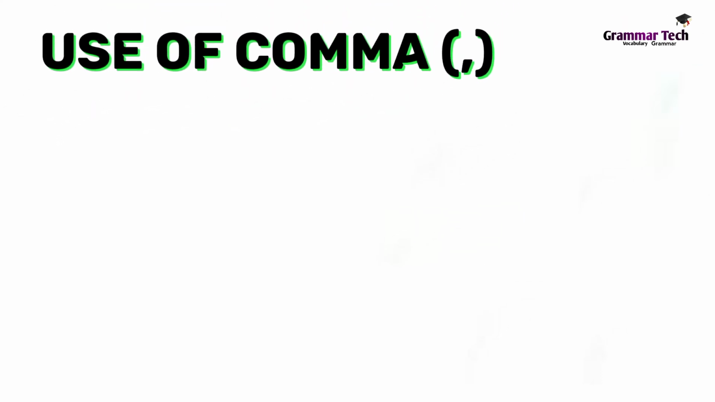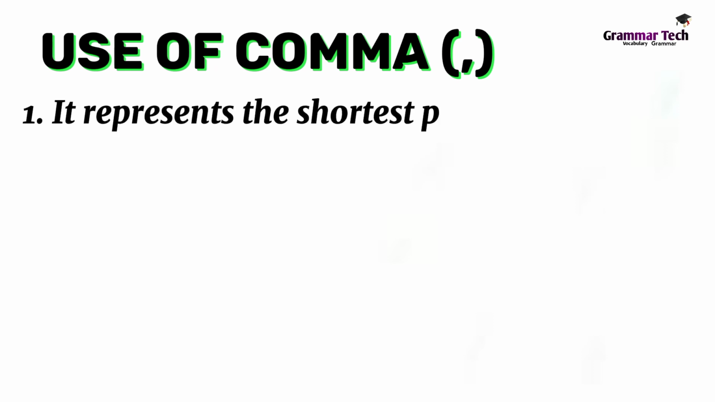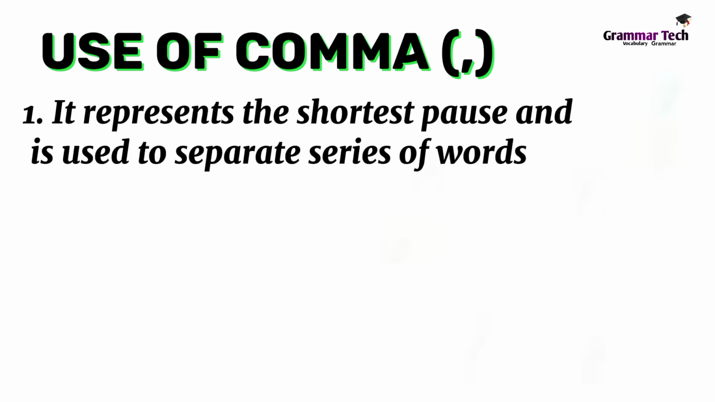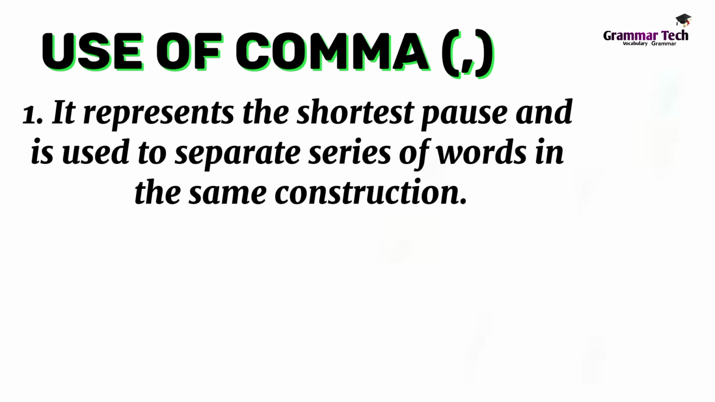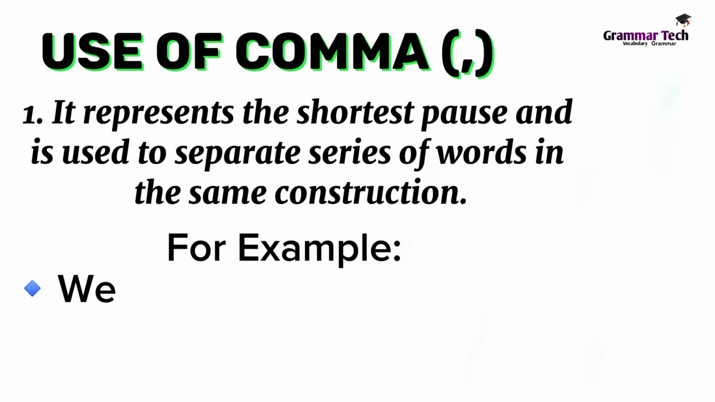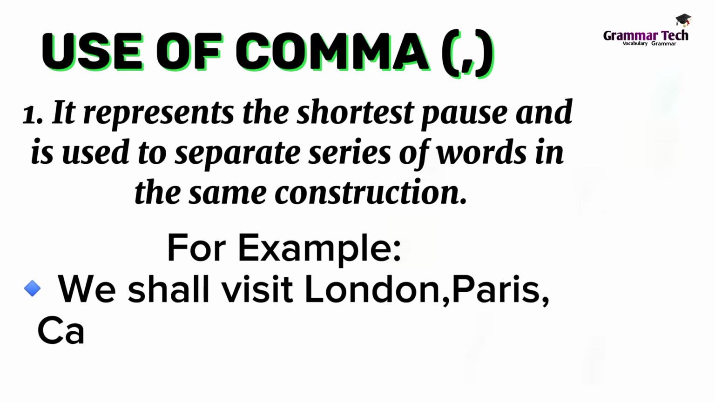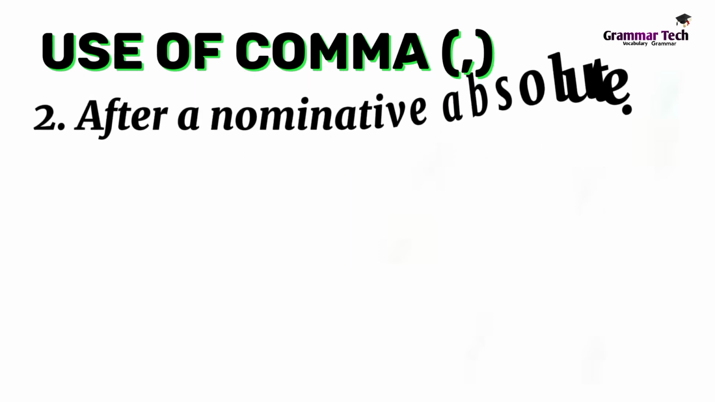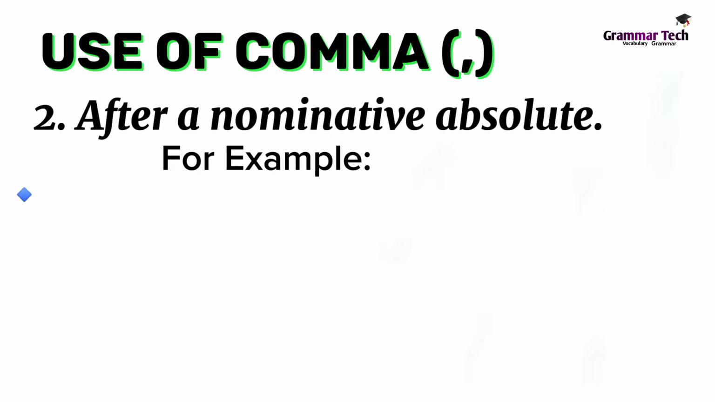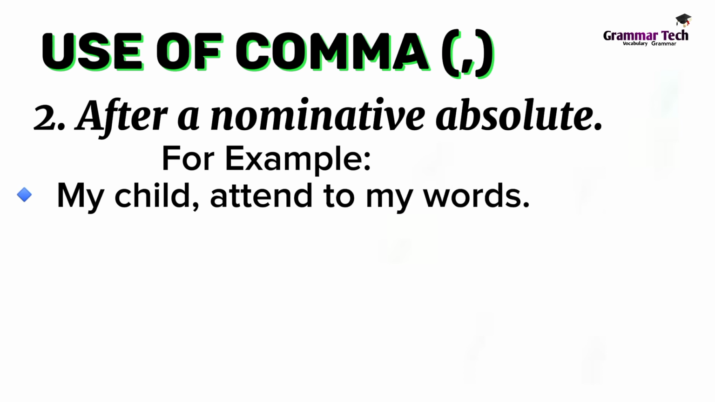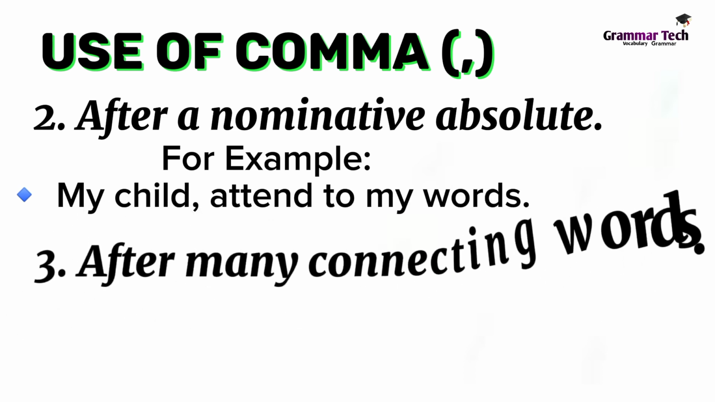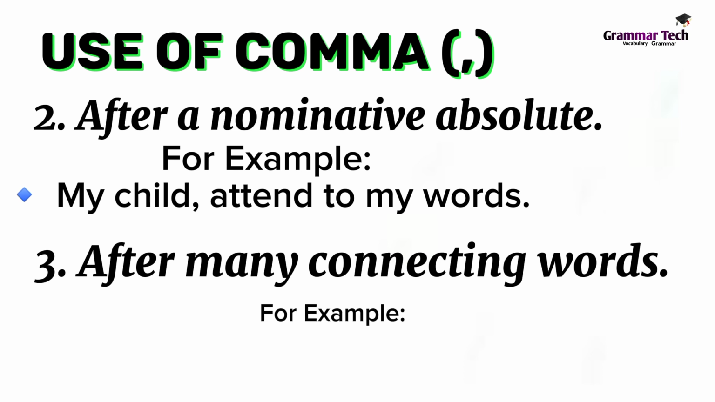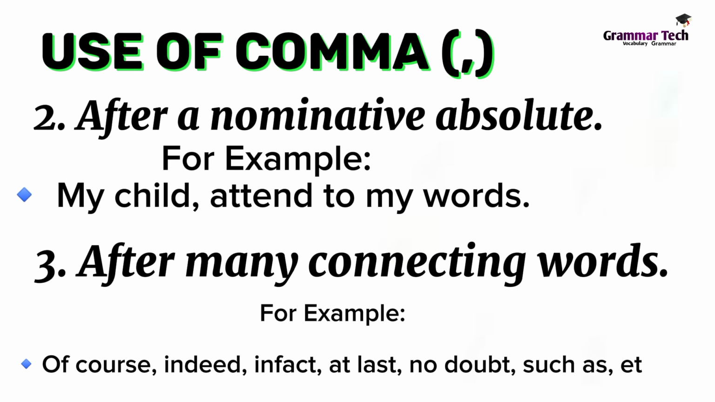Use of comma. 1. It represents the shortest pause and is used to separate series of words in the same construction. For example, we shall visit London, Paris, California, and Amsterdam. 2. After a nominative absolute. For example, my child, attend to my words. 3. After many connecting words. For example, of course, indeed, in fact, at last, no doubt, such as, etc.